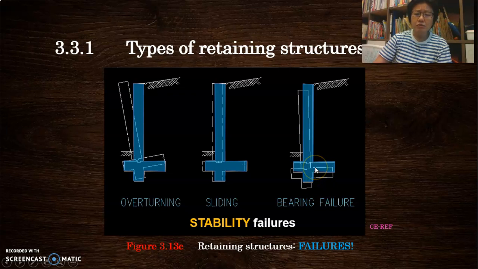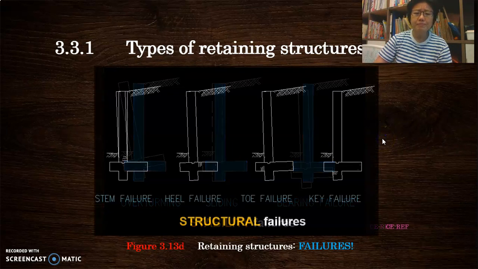Probably this is the most common, where the foundation, if you like, is not quite sufficient to take the vertical load coming down from the wall itself, and also the soil that it is trying to retain. Alright, there's just three: overturning, sliding, and bearing failure. And you will recall that these stability analyses are similar to the ones that we discussed before for your foundation before this in 3.1.